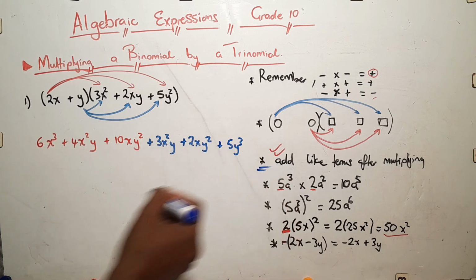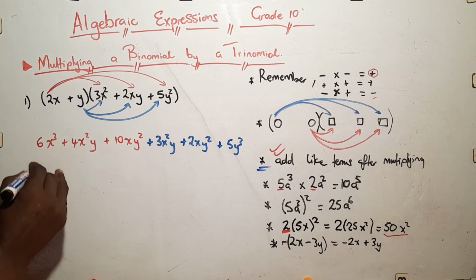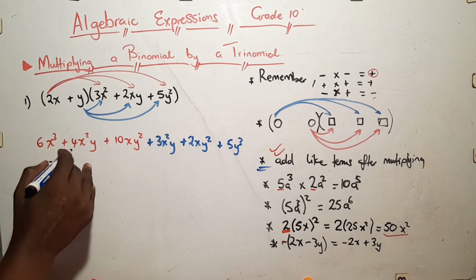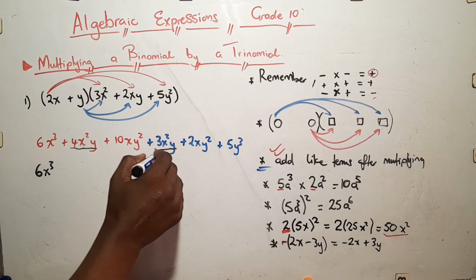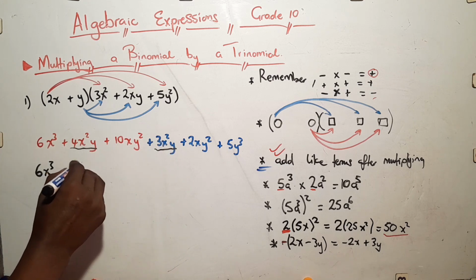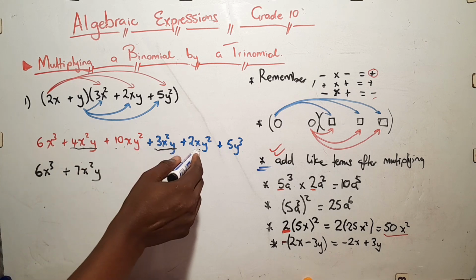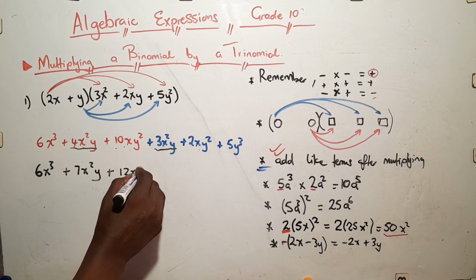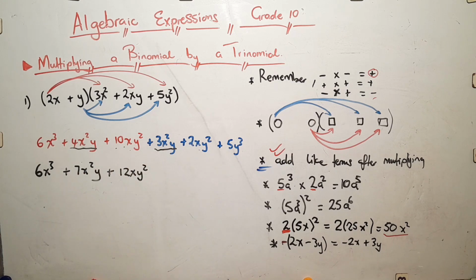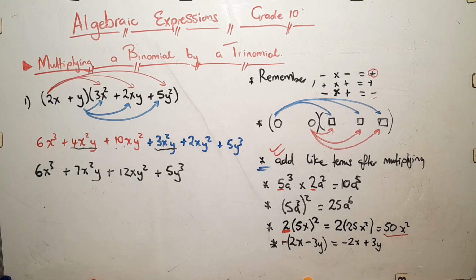So now we can add the like terms. Let's see if we have like terms there. x cubed doesn't have a like term, so this will be 6x cubed. 4x squared y has a like term of 3x squared y, so this gives us 7x squared y. Then 10xy squared and 2xy squared give us 10 plus 2, which is 12xy squared. And lastly, that doesn't have a like term, so it will be 5y cubed, just like that.